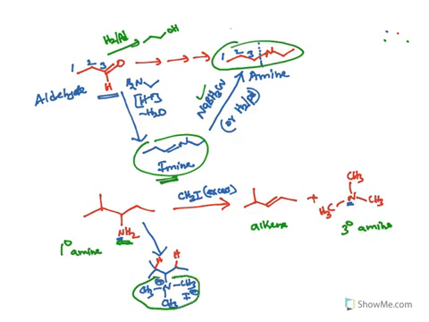So if we use a base, which is going to take the proton, the electrons go here and it kicks out the amine. So if we use a base, we can transform this compound into an alkene. But there are two possibilities. One of the options is that we can transform the compound into a more stable alkene, or we can have the less stable alkene.